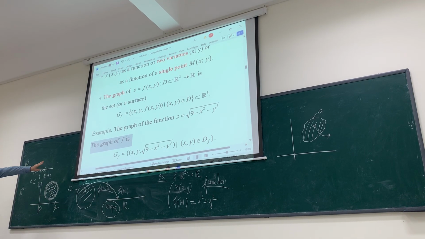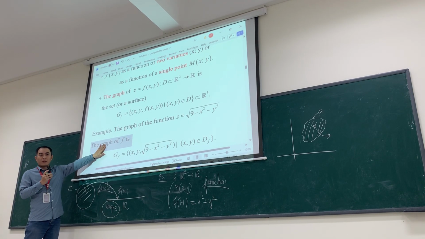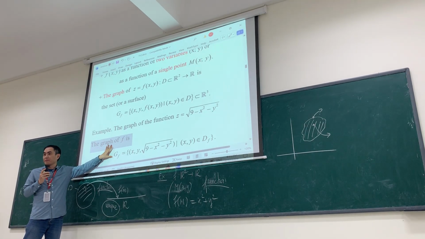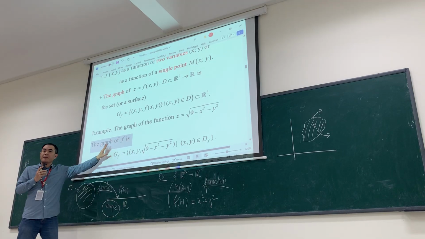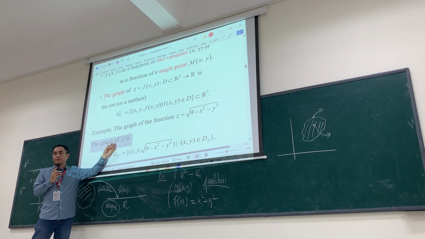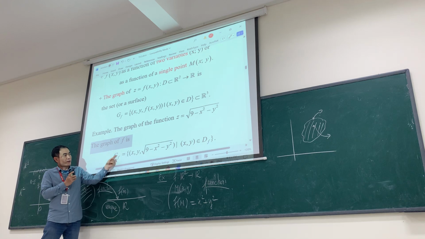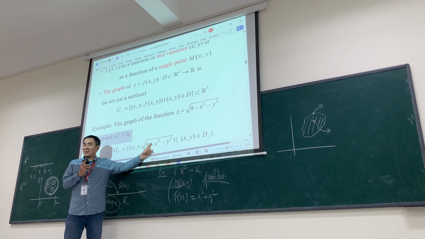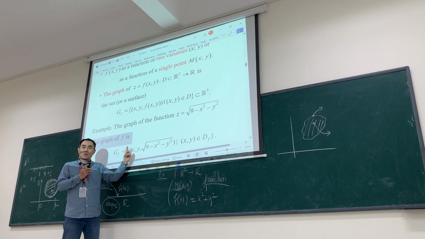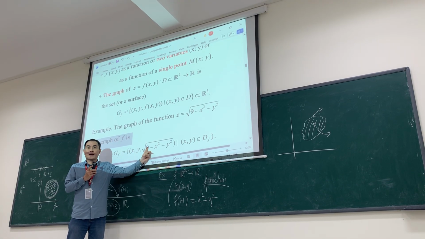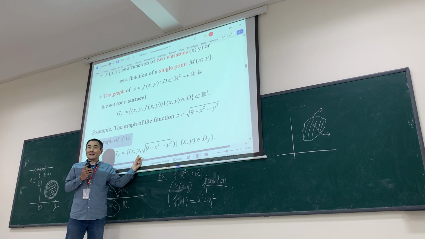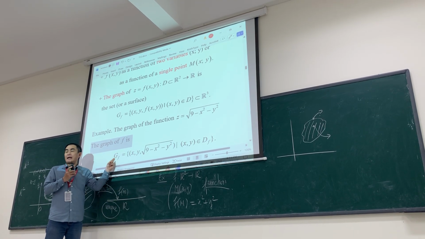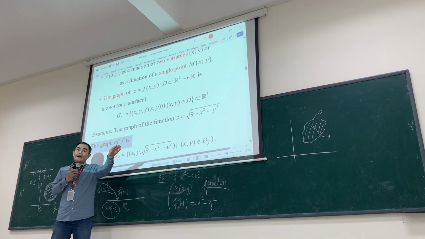Okay, now continue. We want to express the graph of the function f in the Oxyz space. What do you think about the shape of this graph? Now you can see all points satisfy x squared plus y squared plus z squared equals 9. So the graph of the function f is a semi-sphere.